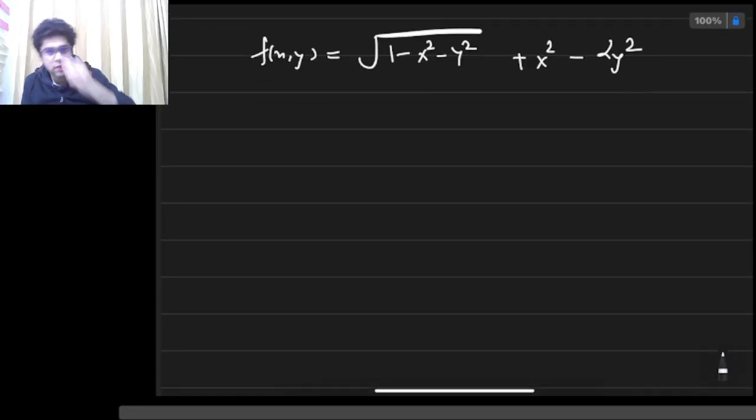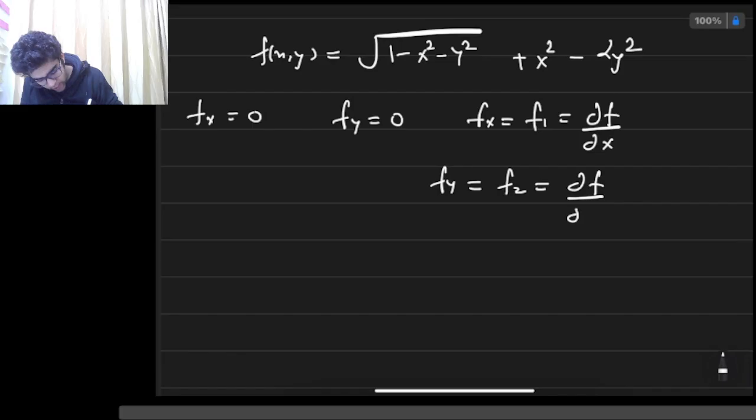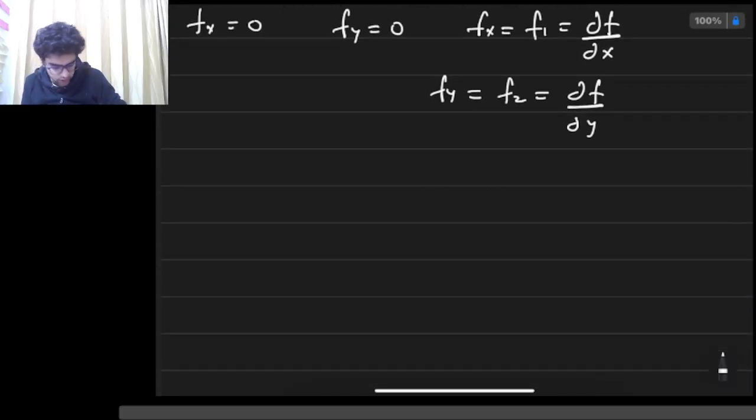Let me just start solving here now, right? So this was our question. Let's just find the stationary point first. For finding the stationary point, we need to equate fx with 0 and fy with 0. Fx is just f1, which is del f by del x, and similarly, fy is just f2, which is del f by del y. We need to equate these with 0.